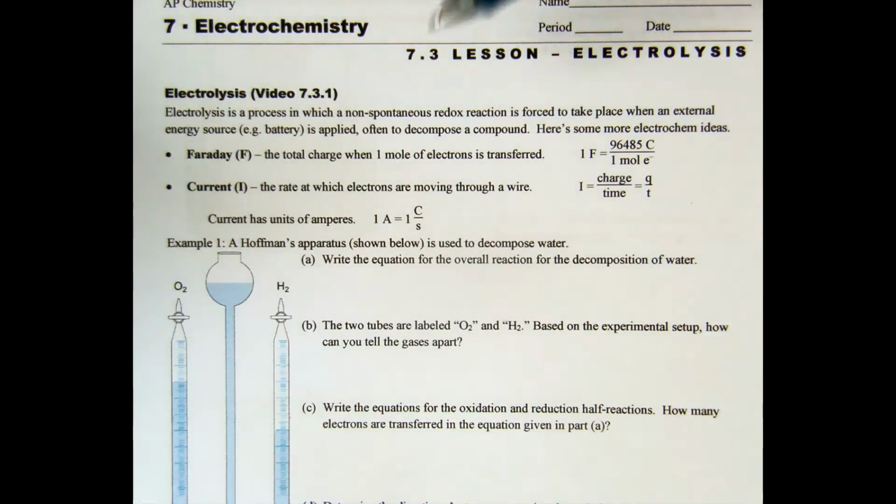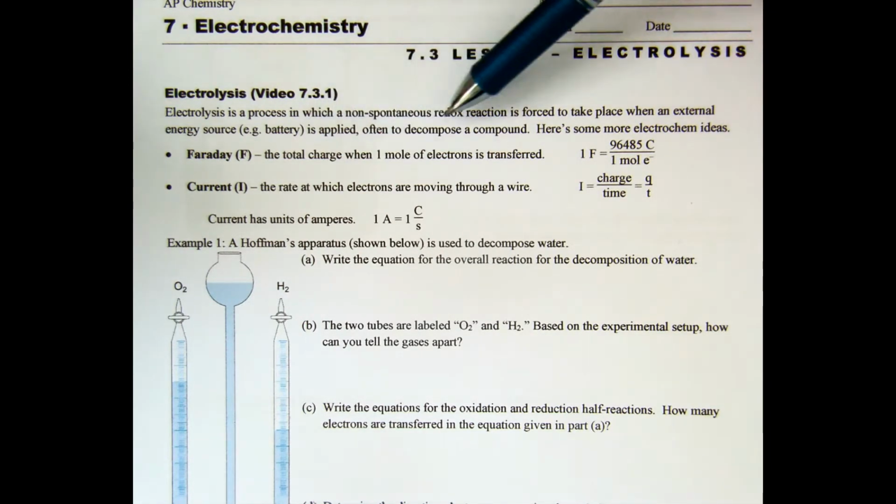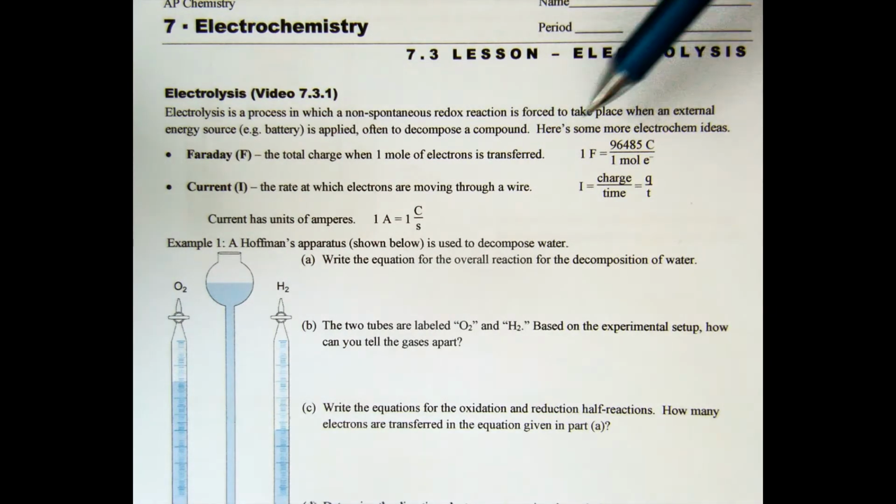So electrolysis is a process in which a non-spontaneous redox reaction is forced to take place when an external source, like a battery for example, is applied. And usually you do this to decompose a compound. So here's some more ideas.